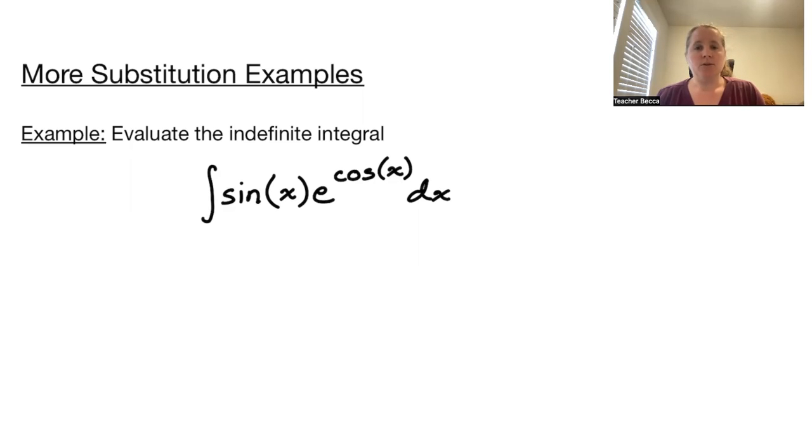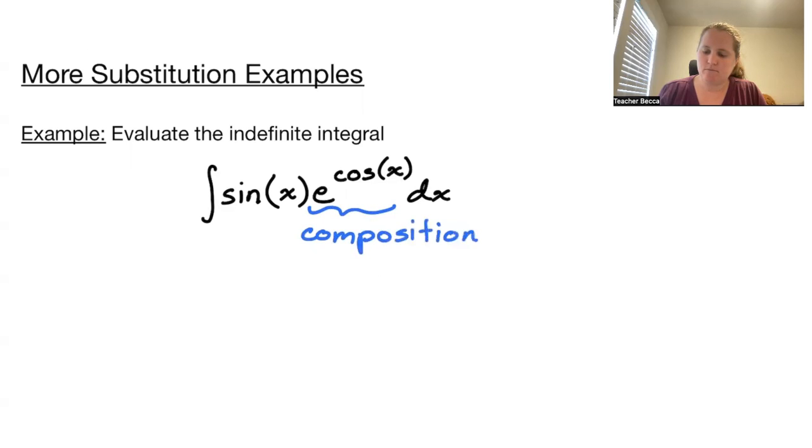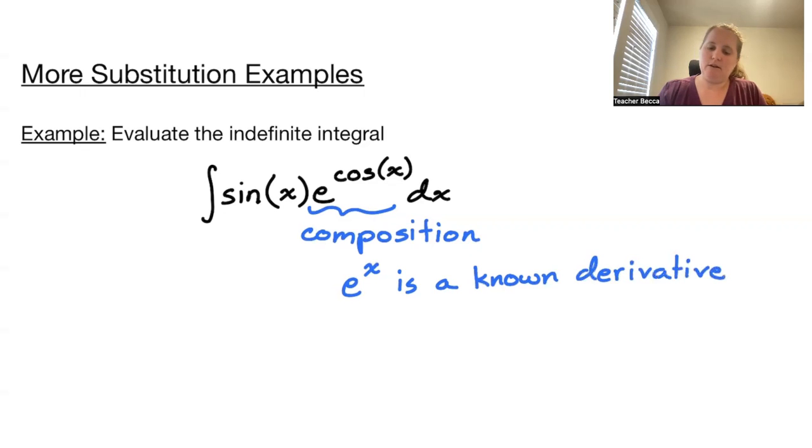So in this case, we do have a composition. So here's our composition. And e to the x, our outside function, is a known derivative. We will go ahead and take our inside function then to be u equaling cosine of x.